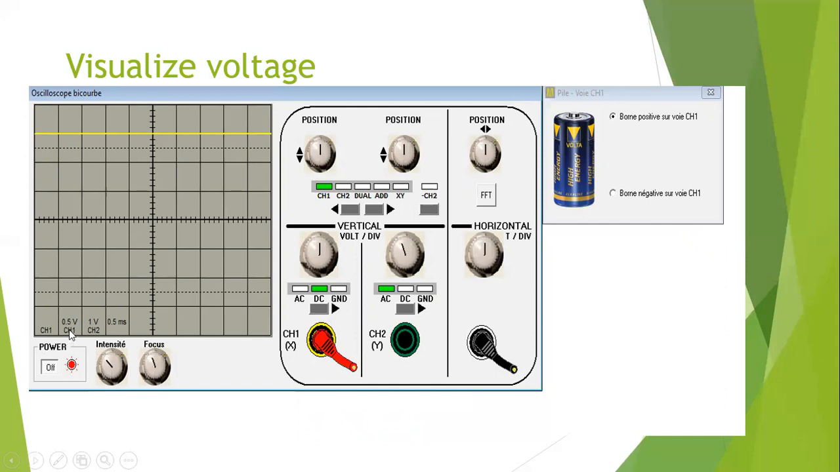We see here on channel 1 it gives 0.5 volt, so SV1 is 0.5 volt per division, and on channel 2 it gives 1 volt, so SV2 is 1 volt per division, and here for one division the T equals 0.5 millisecond. So we use the vertical line here for DC voltage, connecting to the battery, since we have a battery which is DC voltage and not AC voltage.